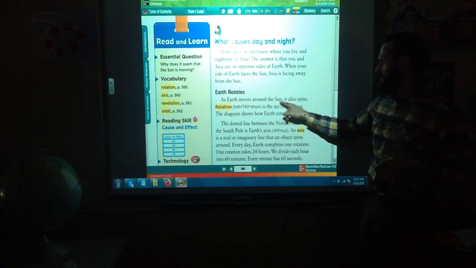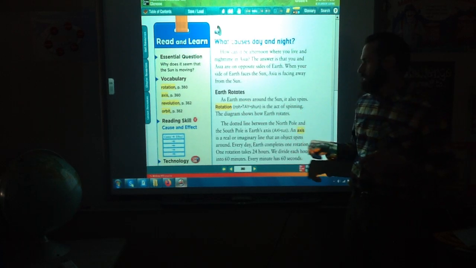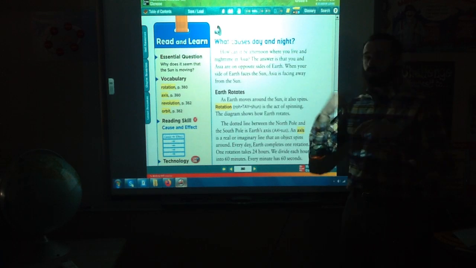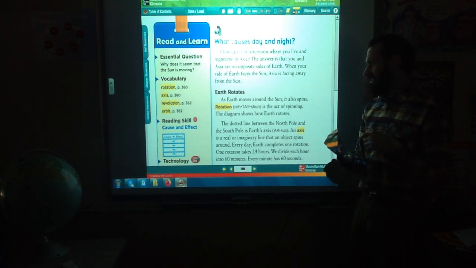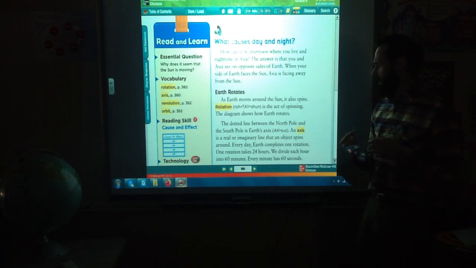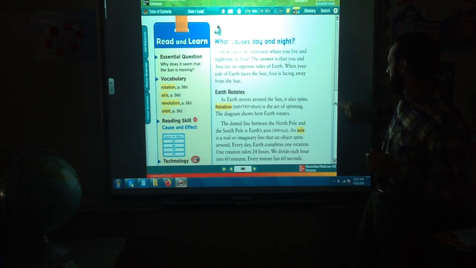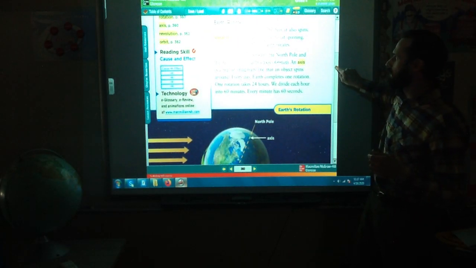As Earth moves around the sun, it also spins. This is a word that I really want you to focus on. The Earth spins. Rotation is the act of spinning. The diagram shows how Earth rotates. Let me move this down. It doesn't always want to work right away.